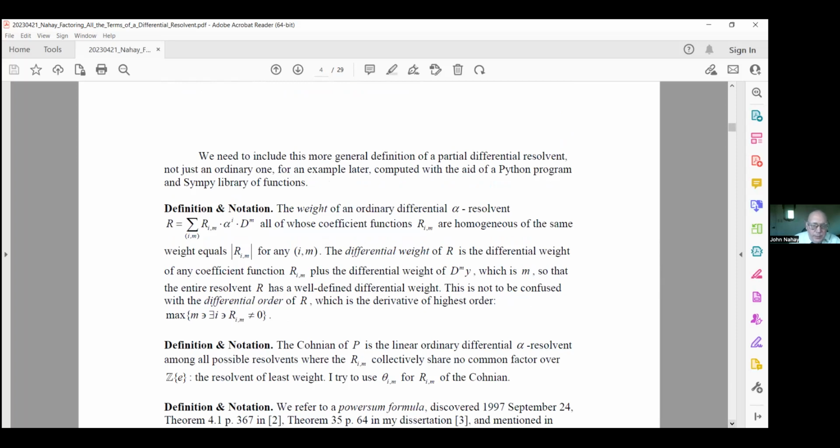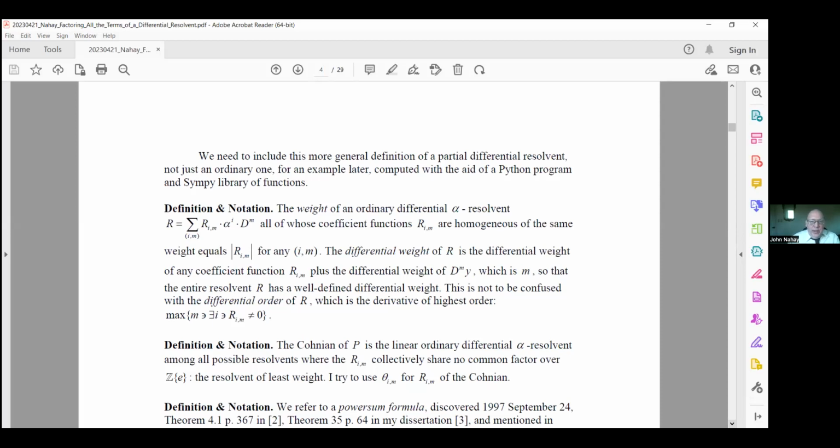Okay, so as I said, we need to include this more general definition when we get to the examples that involve the Python programs. So the weight of an ordinary differential alpha resolvent is given here, expressed as r sub im as a coefficient of alpha to the i and the mth derivative. The weight of it is the weight, as long as the r_im are all homogeneous, of the same weight and the same differential weight.